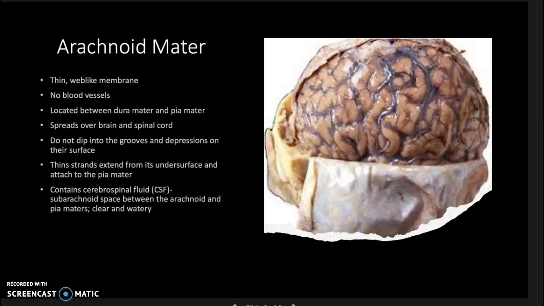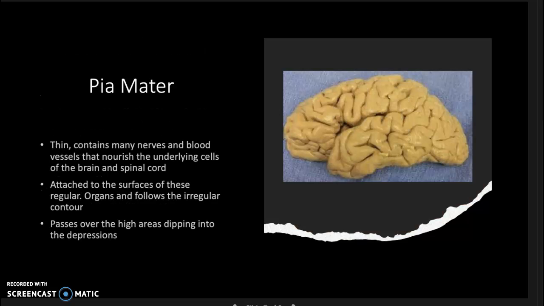It contains cerebrospinal fluid, CSF. It's the subarachnoid space between the arachnoid and the pia maters, and the fluid is clear and watery. And the pia mater is thin as well. It contains many nerves and blood vessels that nourish the underlying cells of the brain and spinal cord.